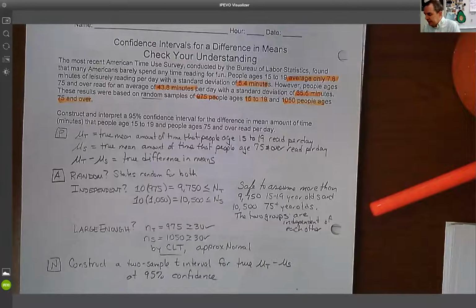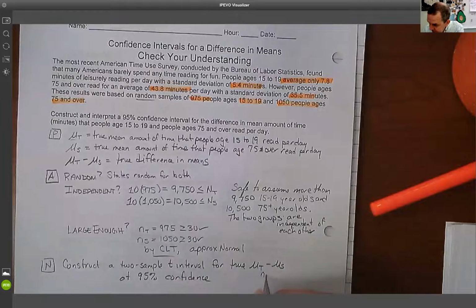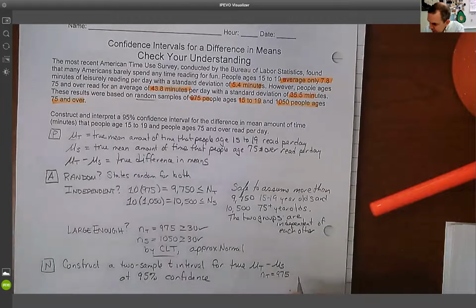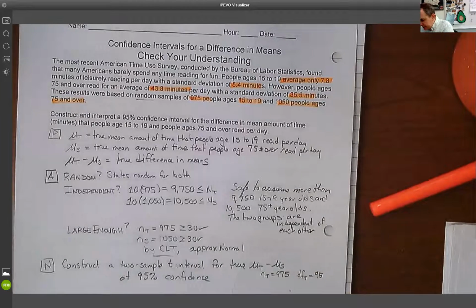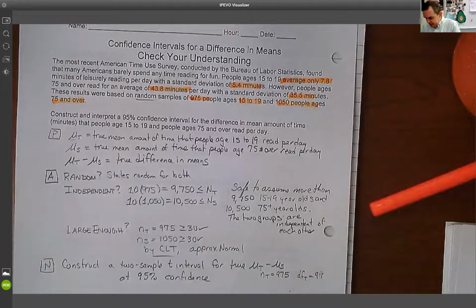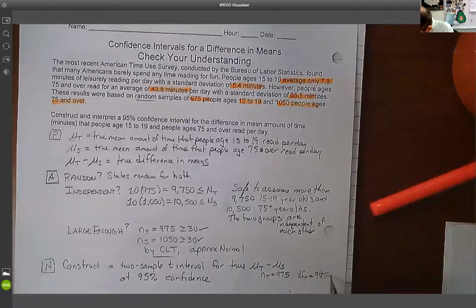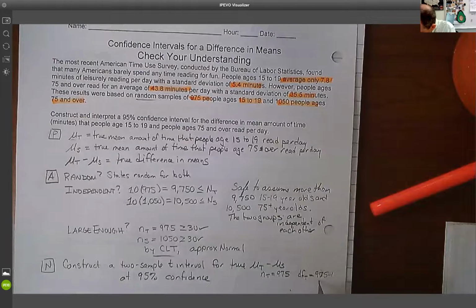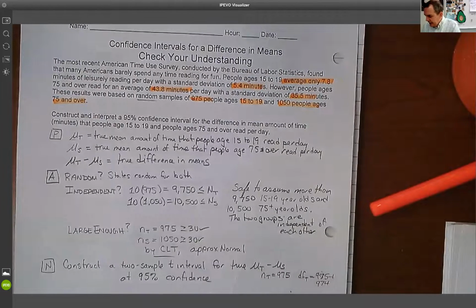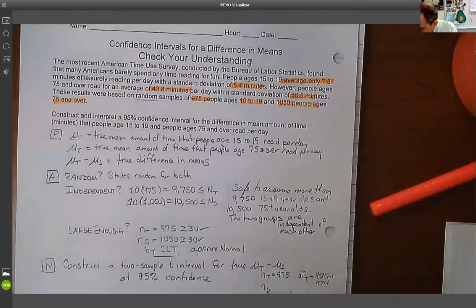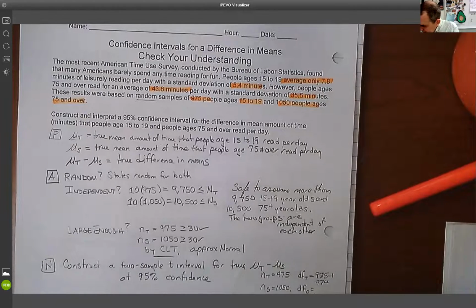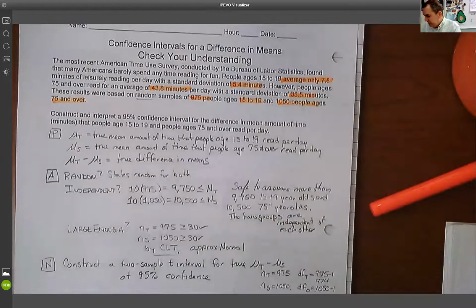So here is how we figure it out. Our sample size for teens is 975. So the degrees of freedom for teens are going to be 975 minus 1, so our degrees of freedom here are going to be 974. And then for our older folks, the sample size is 1,050, so their degrees of freedom are going to be 1,050 minus 1.